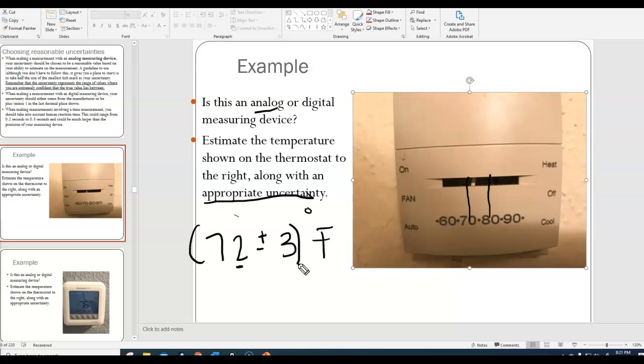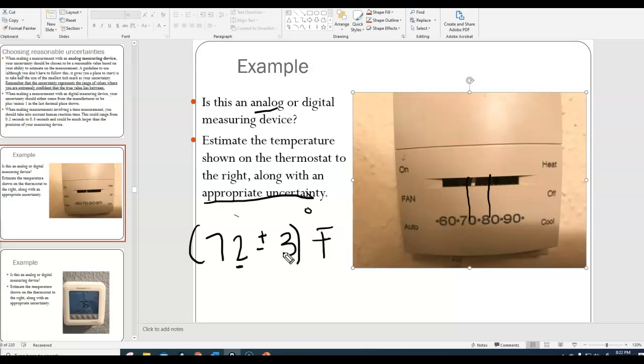Now, if you chose plus or minus 4 degrees Fahrenheit, does that mean you're wrong? No, not necessarily. Of course, you want to try to make the uncertainty as small as possible if you're writing a paper, but there's more than one correct way to deal with uncertainties, and it's really up to you doing the experiment and choosing reasonable uncertainties.